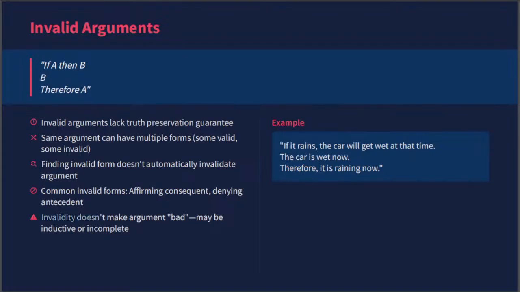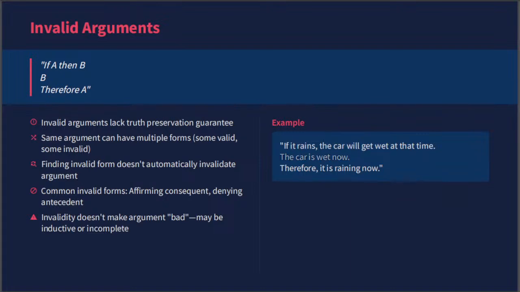The invalidity doesn't make the argument bad. It may be inductive or incomplete. So important aspect here. Example here: if it rains, the car will get wet at that time. The car is wet now. Therefore, it is raining now. You see how that is an invalid argument.